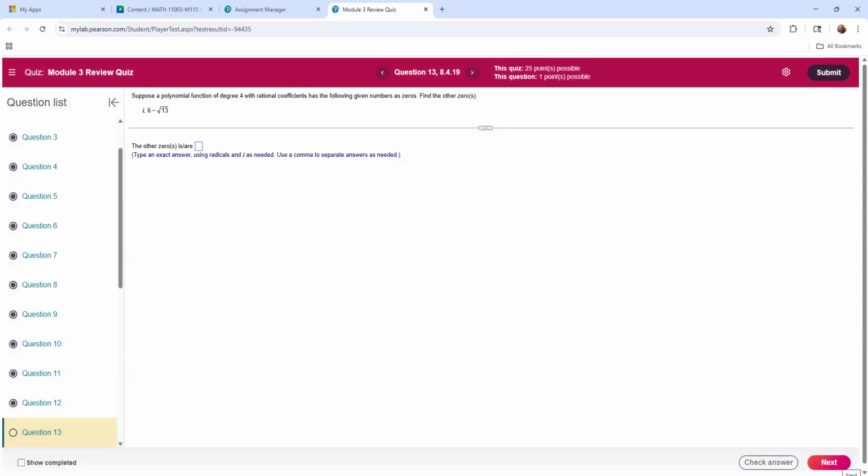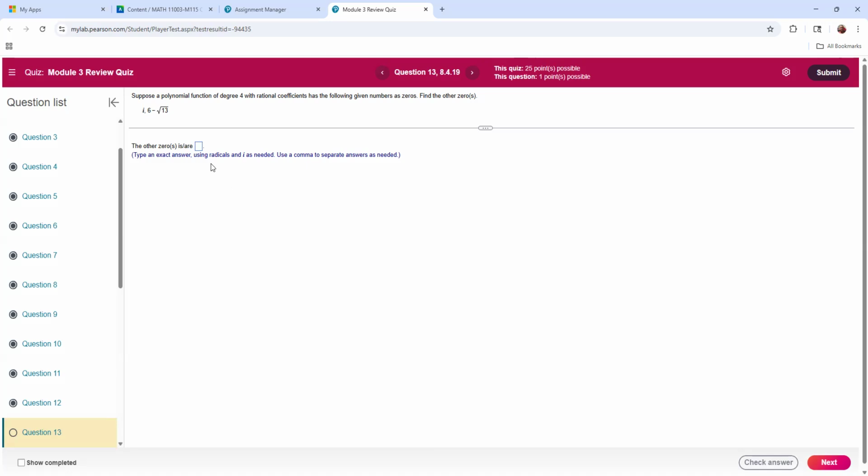Alrighty, y'all, this one. They're telling me I got a degree 4 polynomial. So that means you need 4 zeros. Well, they're giving me some of the zeros. I is one of the zeros, and 6 minus square root of 13 is the other zero. So they want me to find the remaining zeros.